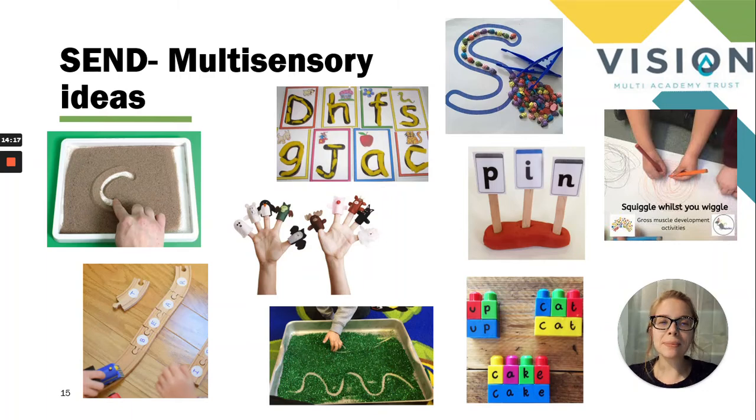So here are some examples of some multi-sensory ideas that you can use. We've got a sand tray, glitter tray, we've got some Play-Doh on letters, we've got using tweezers to pick up objects to fill in letters, to make words, developing the motor skills in that way. Anything like this is totally fine if it's appropriate for the child that you're working with or the children that you are working with.